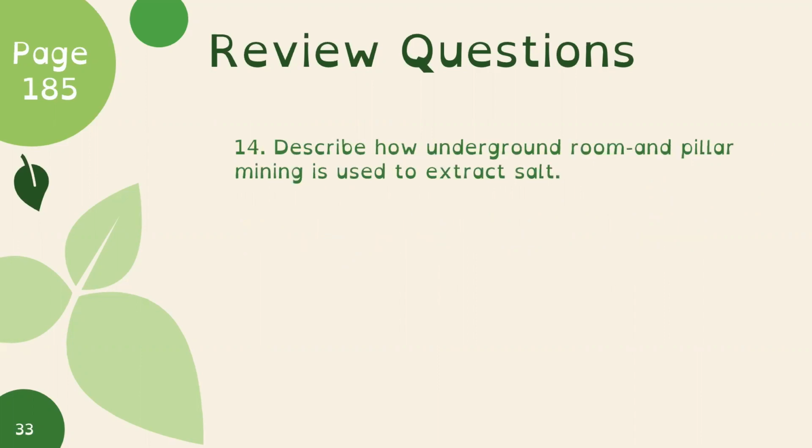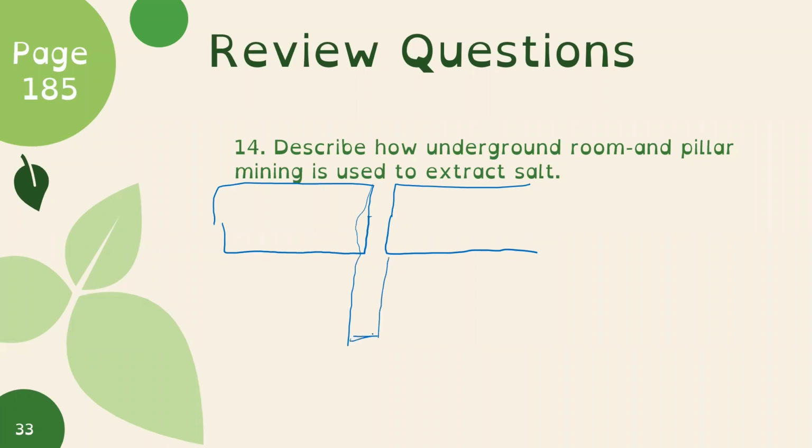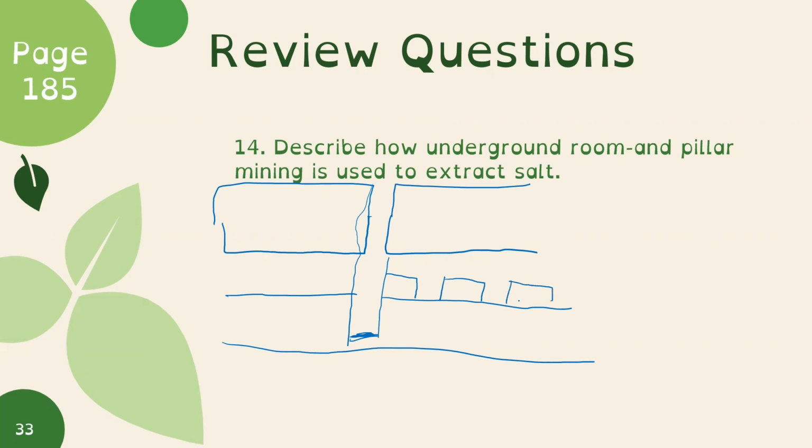And then 14, describe how the underground room and pillar mining is used to extract salt. So remember how this works is that we have a mine that is deep, deep, deep under the ground. So then there's a shaft set down so that like an elevator sort of thing with people and machines. And then this might have layers probably. And then the room, there's like little rooms that are dug out and extracted for the salt extracted from.